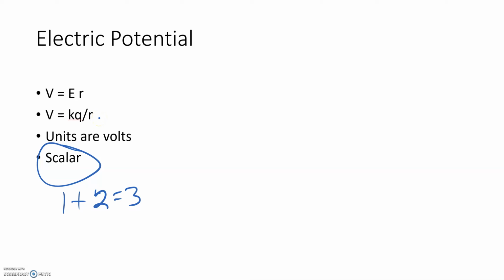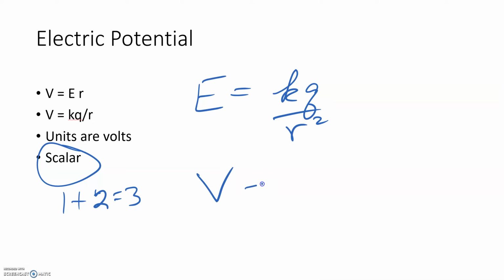Our voltage is very similar to our electrical potential. Our electric potential was kQ over r squared. Our voltage is just kQ over r, which means if you know your distance, you can find both of those. They're related to each other.